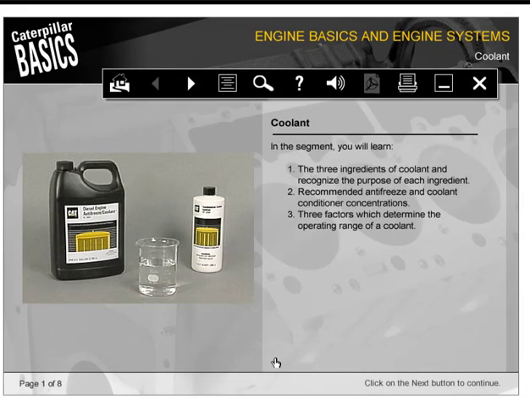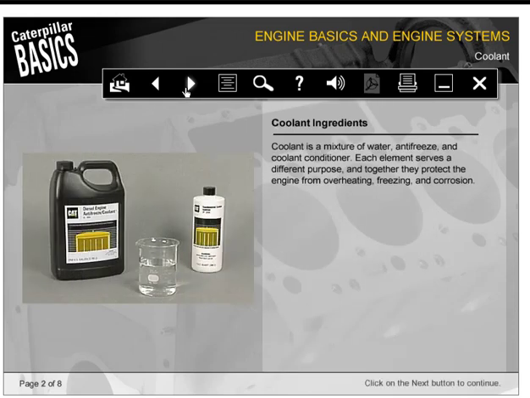In this segment, you'll learn about the 3 ingredients of coolant and recognize the purpose of each ingredient. You'll be able to identify recommended antifreeze and coolant conditioner concentrations. And you'll learn about the 3 factors which determine the operating range of a coolant.